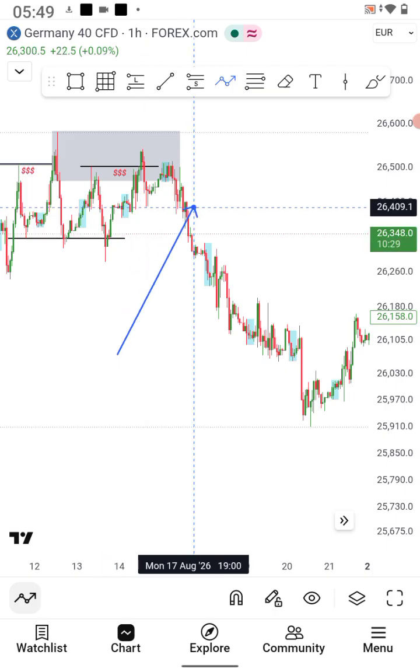Broke structure here. If you don't understand how I'm marking this, go down, you find my videos on market structure. Very simplified video on market structure. If you watch it, you won't have any issue understanding where is the high, where is the low, because it's one of the very first and most important things in trading. As in very important. You can't do any other thing without understanding market structure.